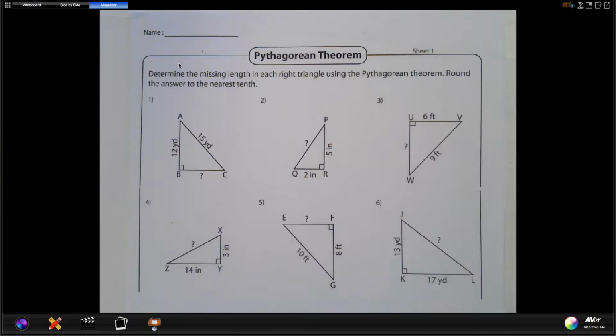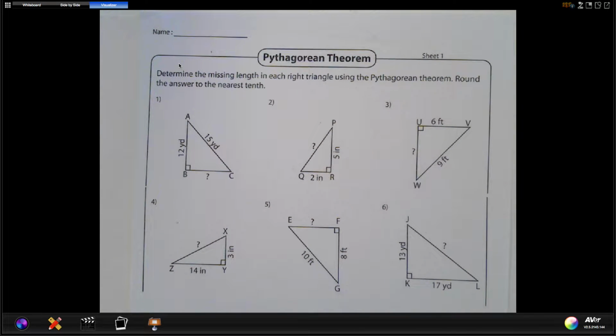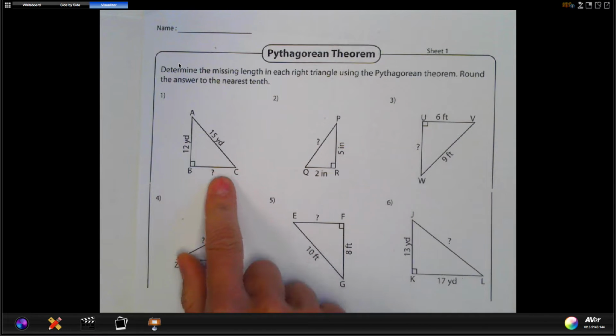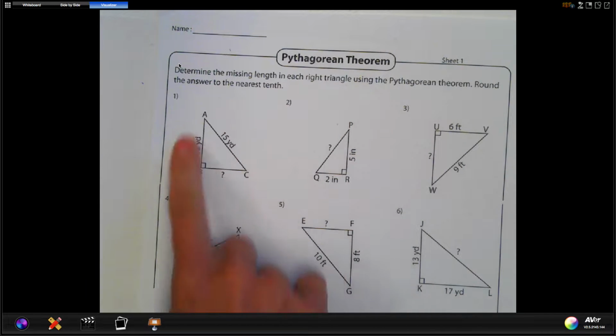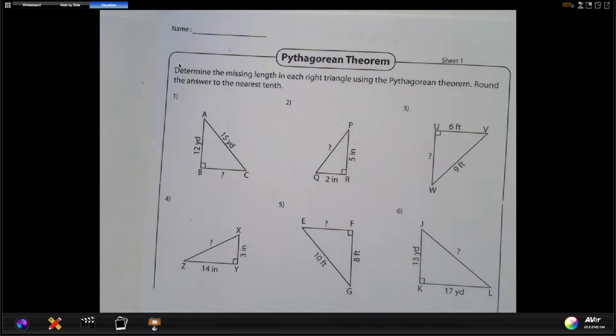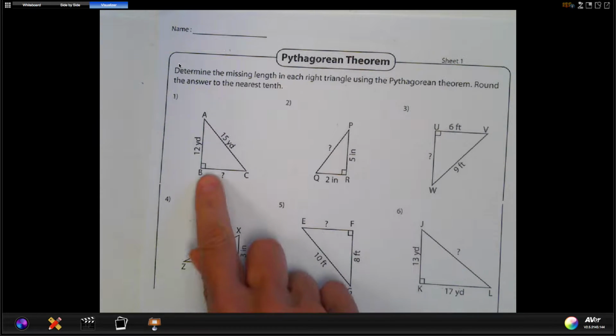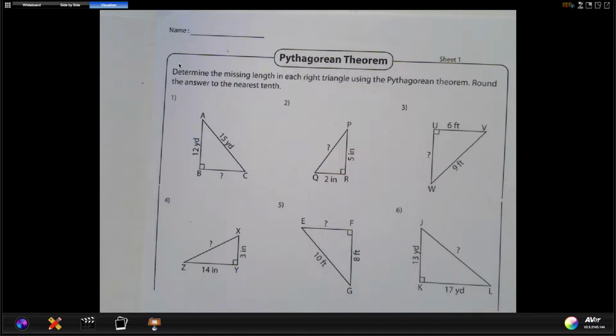Okay, hey everybody. Let me give you a little assistance on this Pythagorean theorem worksheet that we got going on here today. All right, so let's start with question 1 and see how we roll here. Question 1 on this worksheet has a picture of a triangle. So here's what you want to do. You know it's a right triangle, so you know you're going to use the Pythagorean theorem.